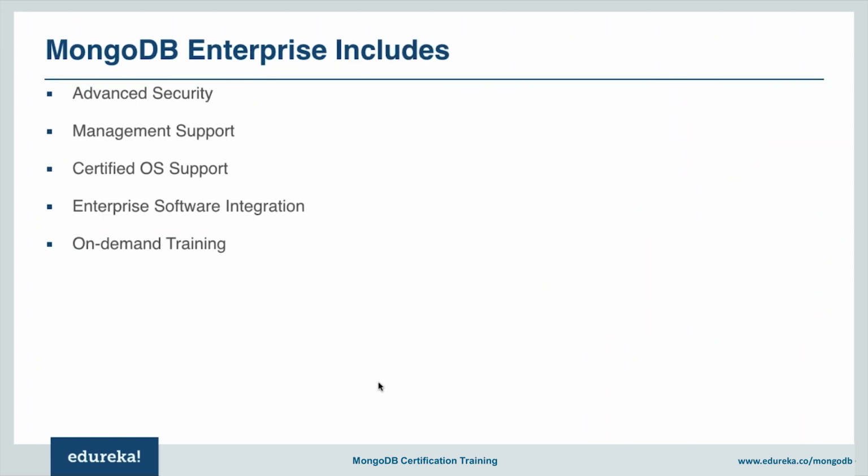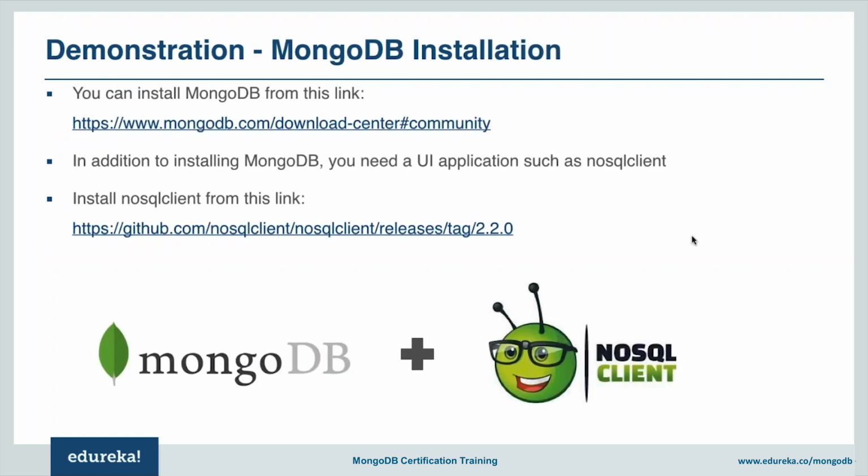Other features, such as advanced security, management support, certified OS support, on-demand training, and enterprise software integration, are primarily built in or shipped with the enterprise version. Especially when we talk about support, you don't get commercial support in the community version, so that sometimes becomes a challenge.